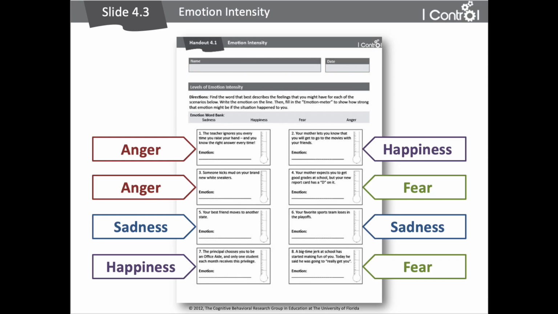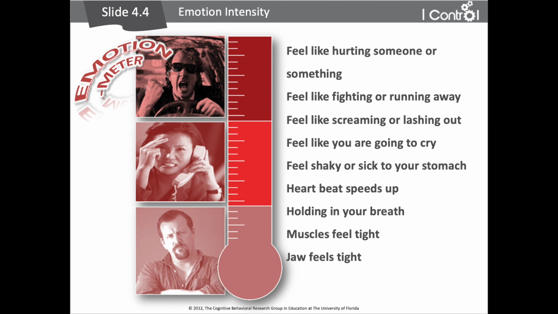Take a moment to check your responses. Sometimes you need to use different labels for your emotions so you can accurately describe weaker or stronger emotions. Emotion intensity refers to the strength of your feelings in relation to a situation. Let's take the emotion of anger, for example. These pictures show people experiencing different levels of anger intensity.